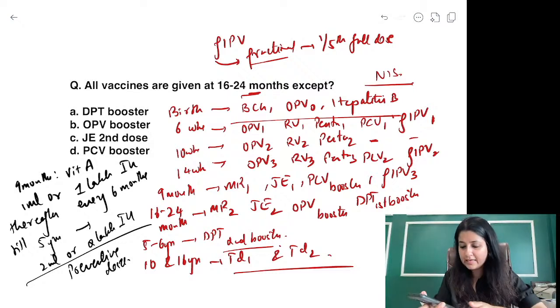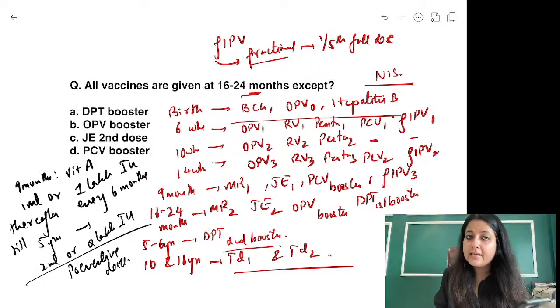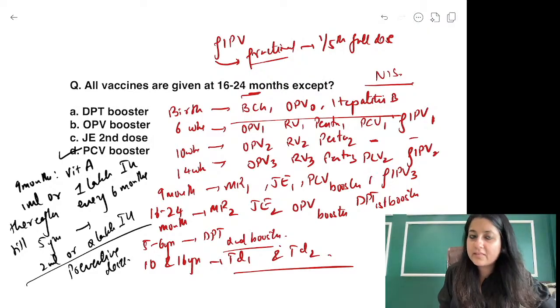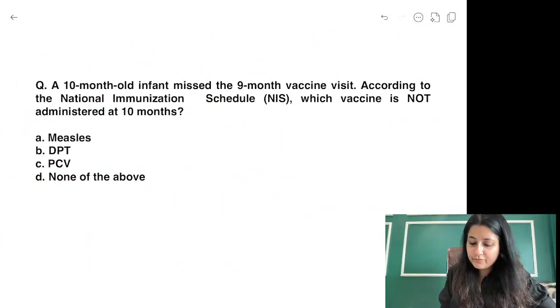What kind of doses are these? Preventive doses. Clear? So here they asked about 16 to 24 months. Of course, we will not give the PCV booster, because the PCV booster is given at 9 months. Done? Everybody, NIS revision done? Okay. Let's move to the next question.